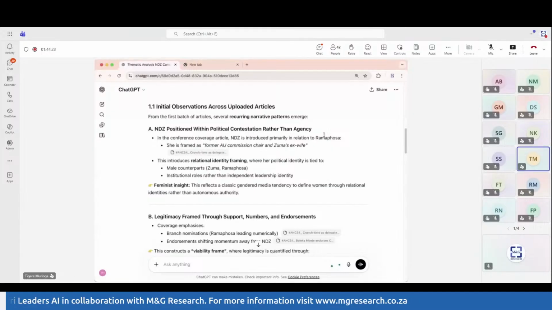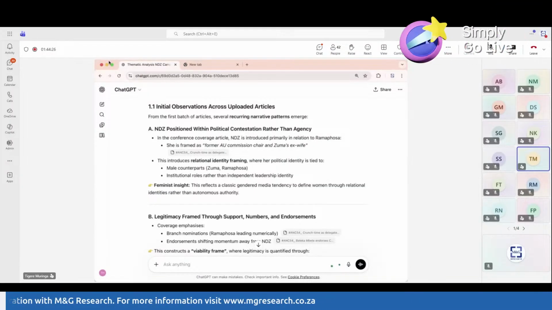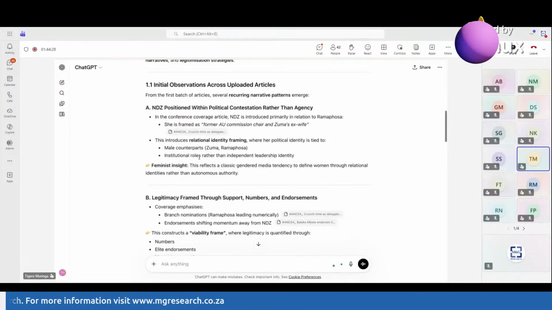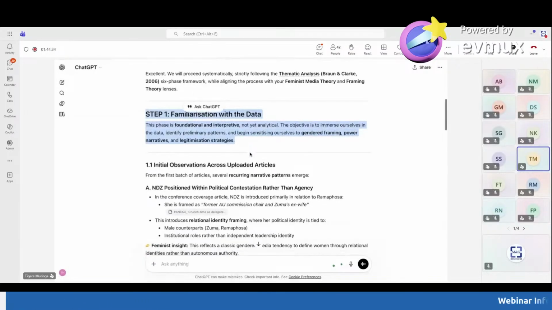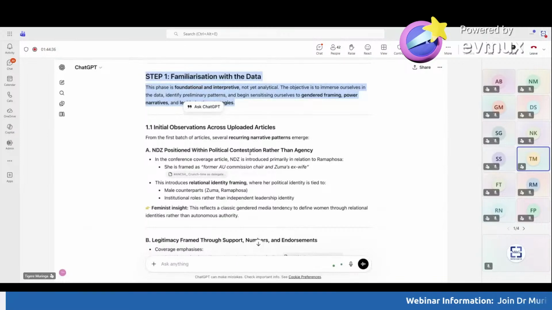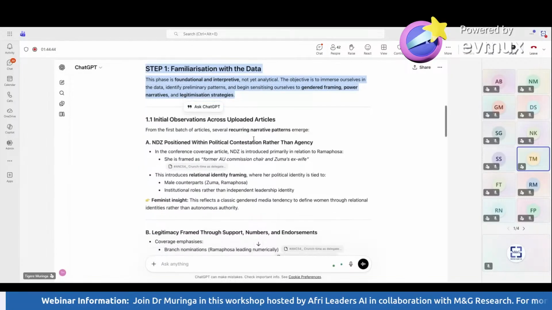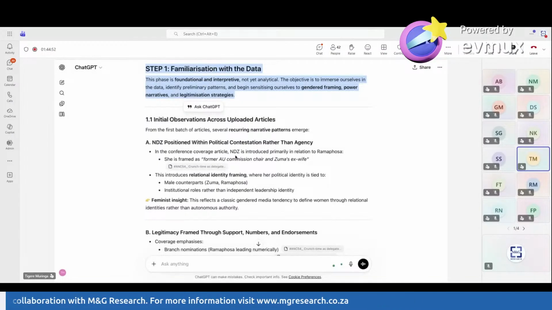Right. So what we're seeing here is that step one confirms that what we're doing is familiarization, and it says initial observation across uploaded articles. From the first batch of the articles, several recurring patterns emerge. The NDZ position within political context rather than agency. In the conference coverage, it is now looking at every single article.